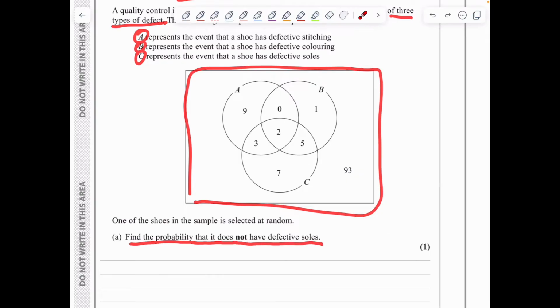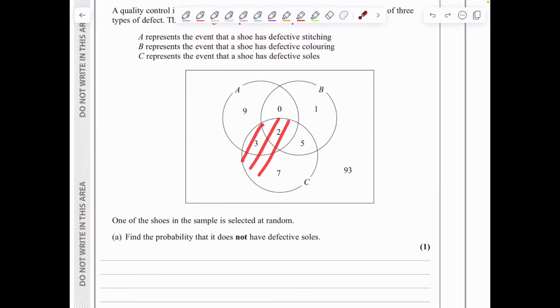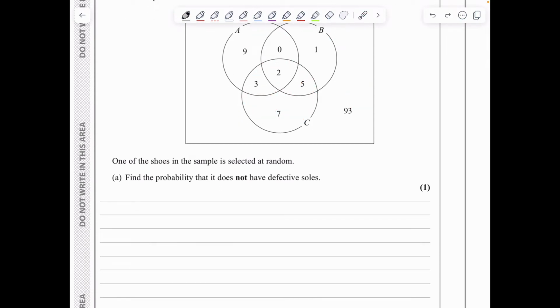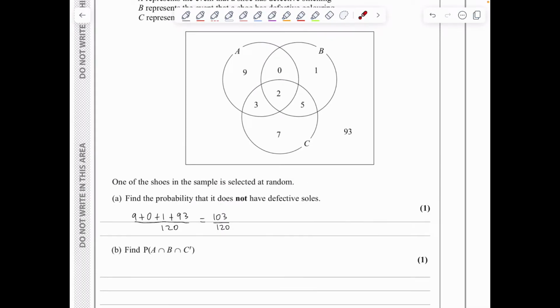So defective soles is event C. So we don't want to be within C, so it could be 9, 0, 1, or 93 out of a total of 120. So we do 9 plus 0 plus 1 plus 93 divided by 120, which gives an answer of 103 over 120.